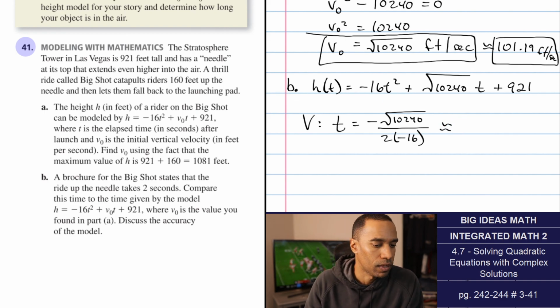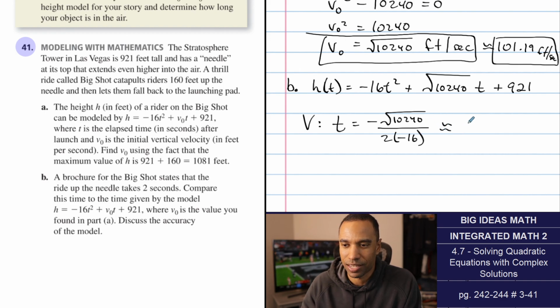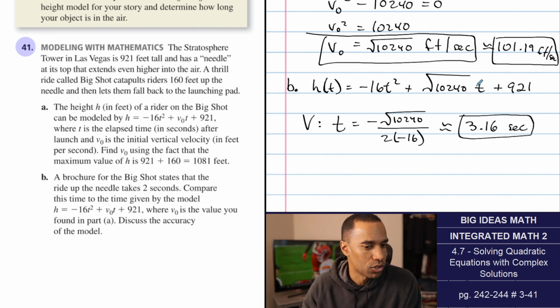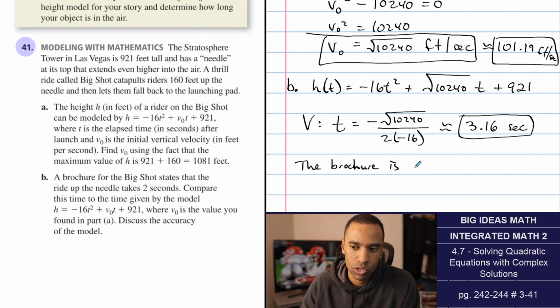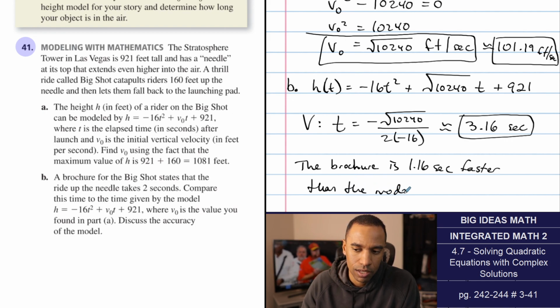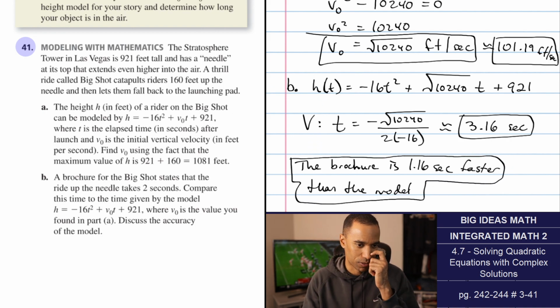Let's see what that's about. So negative square root of 10240 over, sorry that you can't see this, negative 32. I'm getting around 3.16 seconds. So that's far off from 2 seconds. Discuss the accuracy of the model. The brochure is 1.16 seconds faster than the model, at least the reporting thing, because 2 seconds is 1.16 less than 3.16. That's not really all that close.